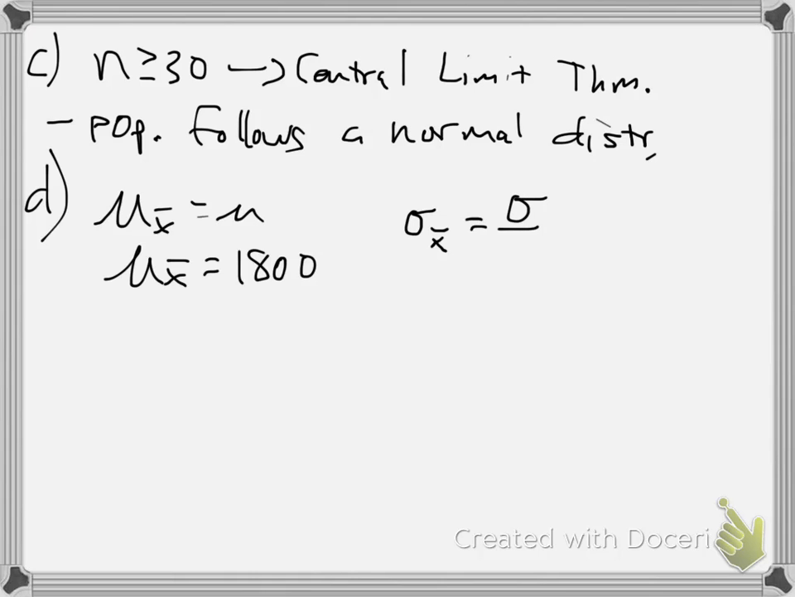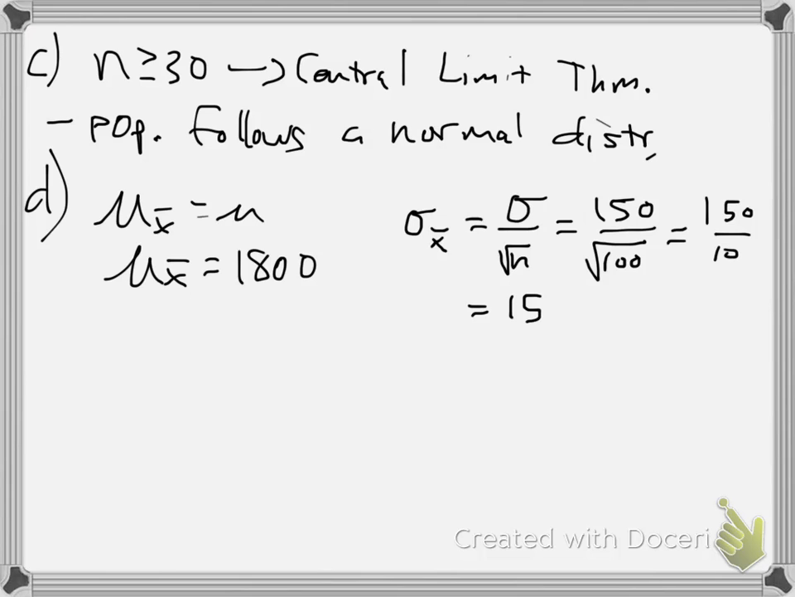But the standard deviation now is maybe not so intuitive, but maybe it's intuitive that it's going to get smaller, because we're not dealing with one person now, we're dealing with 100 people, and we're looking at the average score of 100 randomly selected people. So in this case, it's going to equal the standard deviation of the population, which was 150, divided by the square root of the sample size, which in this case was 100. So that's going to be 150 over 10, or 15. So this is going to lead us to part E.